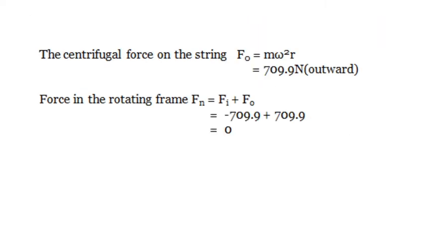Then the centrifugal force acting on the string is given by Fo, that is the fictitious force. Fo is equal to m omega square r. We already calculated m omega square r, so we got the final result as F0 is equal to 709.9 N. Here we do not have any minus sign. That means this force is acting in the outward direction. That means directed away from the center.